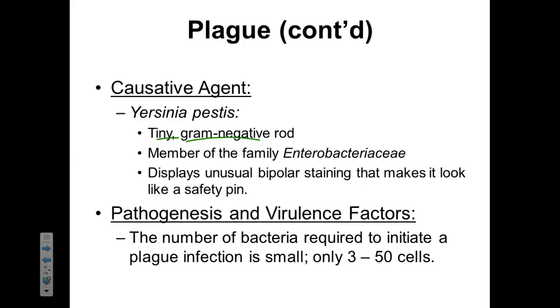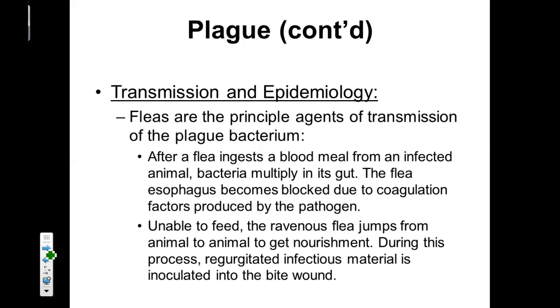When we stain this bacterium, it's not going to stain evenly. One side of the bacterium preferentially is going to absorb the stain compared to the other side. This bipolar staining gives it the appearance of a safety pin when stained under the microscope. Generally speaking, the number of bacteria needed to initiate full-fledged infection can be as low as 3 to 50 bacteria getting into the body. This is one of the most pathogenic or virulent bacteria known to humankind.